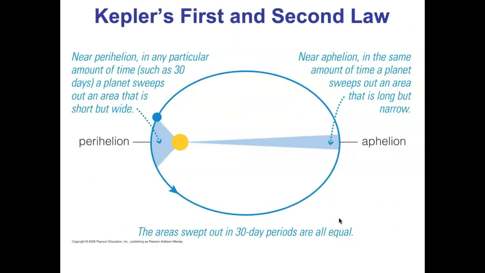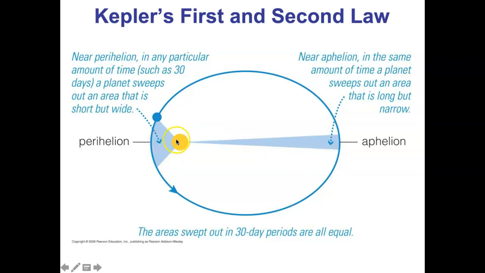All right, so let's unpack those first two laws again. Here you've got the sun. Here's a planet going around the sun. Kepler's first law says planets orbit the sun in elliptical orbits. The shape of a planet's orbit is an ellipse, with the sun at one of the two focus points. So here's one focus, here's the other focus. The sun has to be at one of these two points.